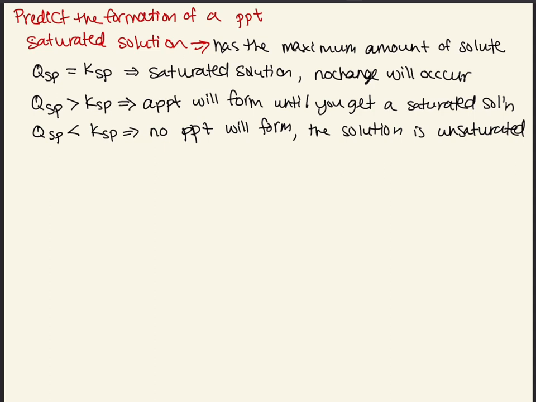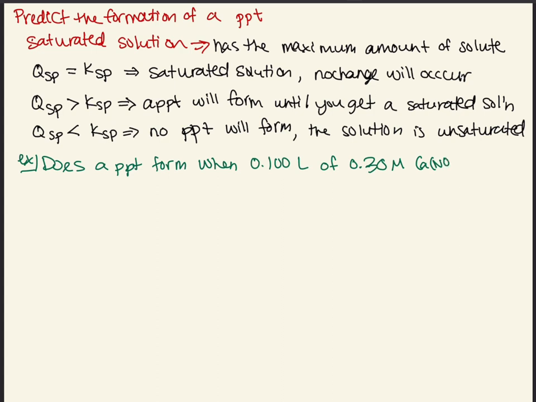So let's look at an example of how we can evaluate this. Does a precipitate form when 0.1 liters of a 0.3 molar calcium nitrate solution is mixed with 0.2 liters of a 0.060 molar sodium fluoride solution?